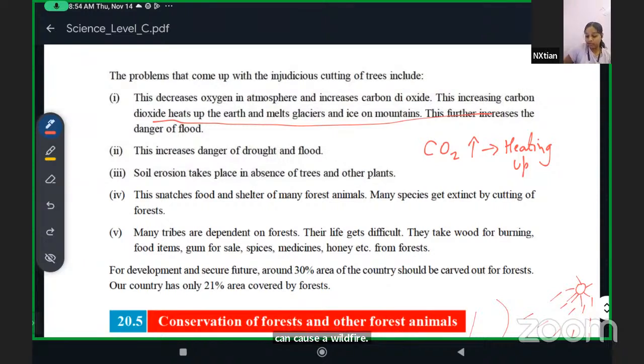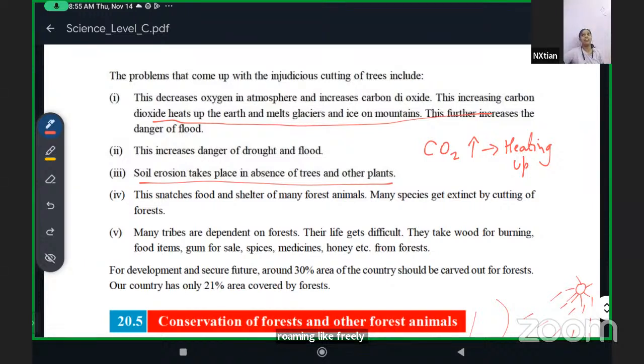Soil erosion takes place in the absence of trees and other plants. We talked about it. Now, this snatches food and shelter of many forest animals. When the trees are being cut, the food and shelter of many forest animals are taken away. Have you seen that animals are coming into the cities these days? Like in our Ajmer, I think in the beginning of this year and last year, we had panthers in our city. They were spotted here, roaming freely.